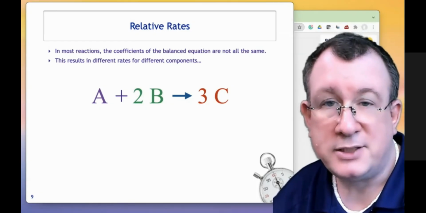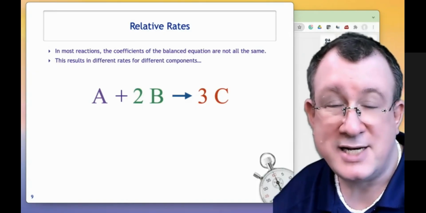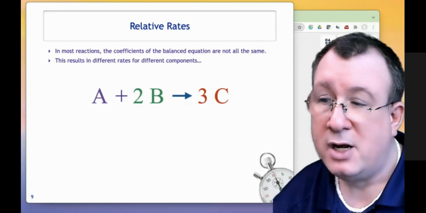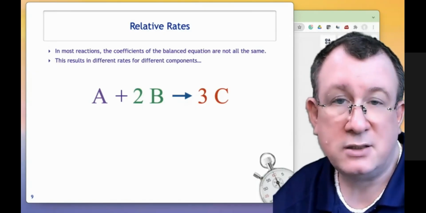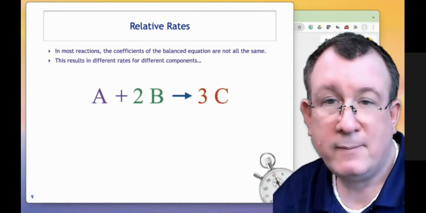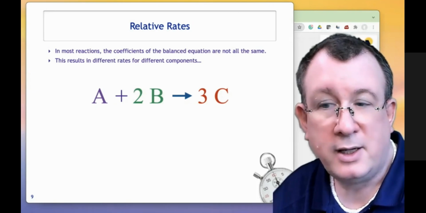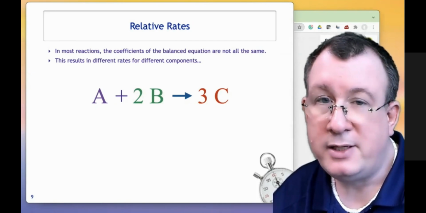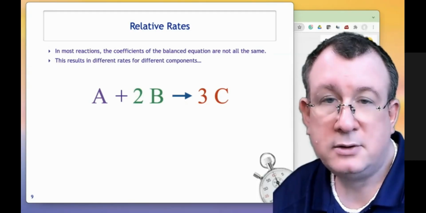How about the rate of change of C? If the rate of change of A is negative 2 molarity per second, what's the rate of change of C? It's similar to how we found B, but there's a twist. To find C, you would have to get the value for B first, correct?